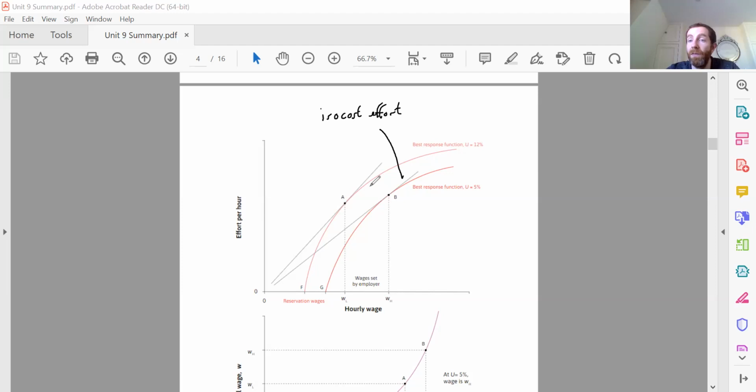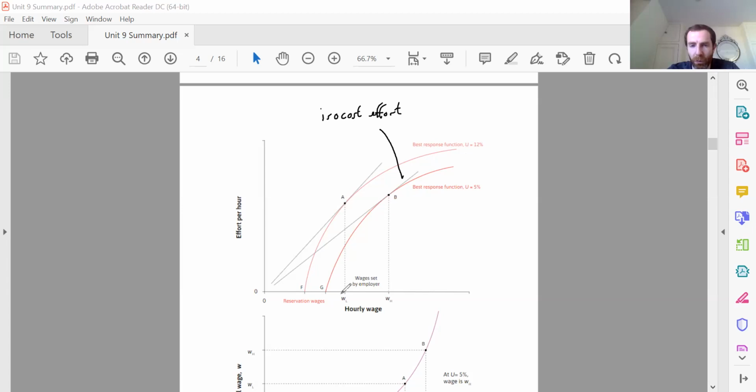And again, that's because of that fear of losing their job. So when unemployment is 12%, we see that a firm would choose this lower wage WL, because they'll get this level of effort per hour, where this point A is, and that's going to allow them to get onto this iso-cost effort line, the steep effort per hour, which is exactly what they want, as low per hour. And so WL is the wage that they would choose if unemployment is at 12%.